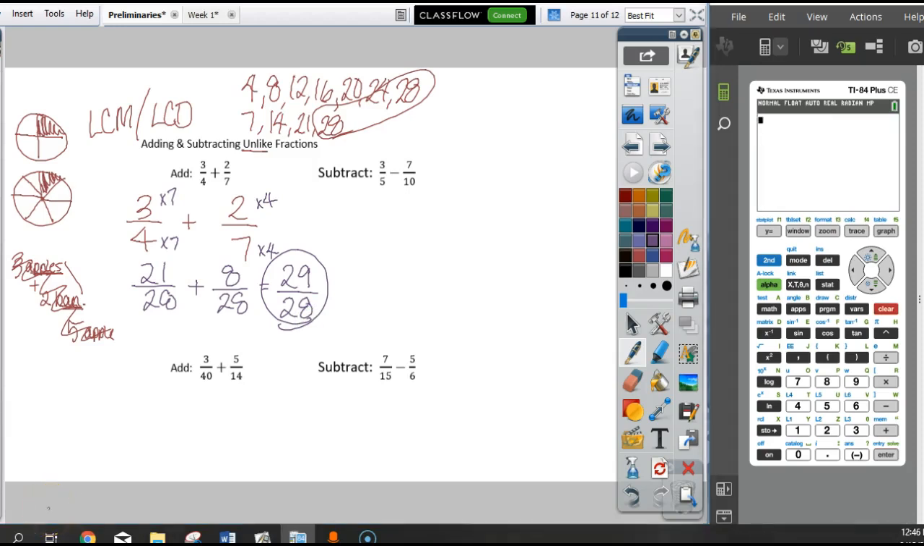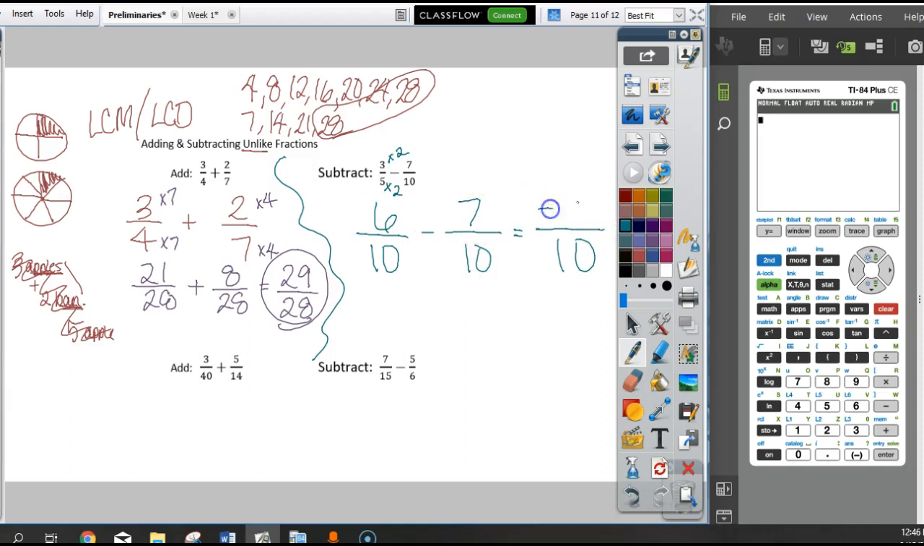With our next problem, it's going to be a little bit easier because we're dealing with denominators of 5 and 10. And so I know that 5 goes into 10. So I'm going to leave this second fraction alone, and I'm just going to rewrite this first one. To make 5 become a 10, I need to multiply by 2. I'll also do that to the numerator. So I end up getting 6 over 10. Same denominator. Keep it the same. Subtract the numerators. That's going to give me a negative 1 over 10.